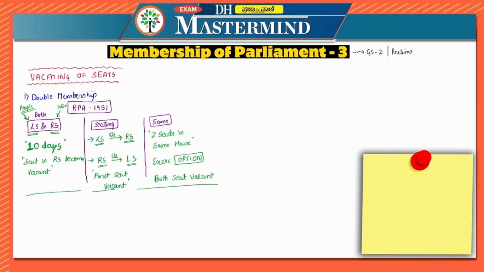There is one more important condition. If a person is elected to Parliament and is also elected to the state assembly, what happens? A person cannot be a member of both Parliament and the state legislative assembly at the same time. If a person is elected like that, his seat in Parliament becomes vacant.